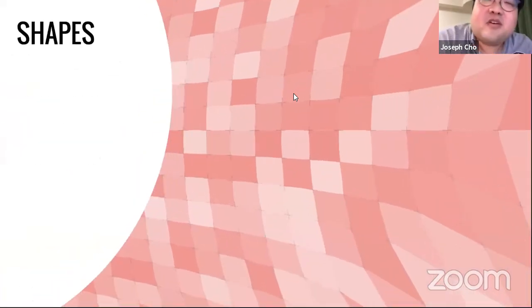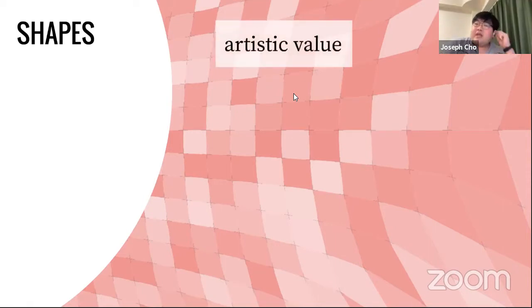So first, let's talk about meshes, planar meshes, and we're going to talk about shapes. We are surrounded by shapes in the real world, and a lot of times we view certain shapes as having some artistic value.